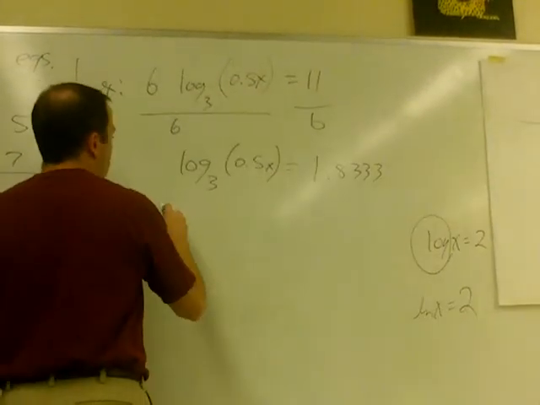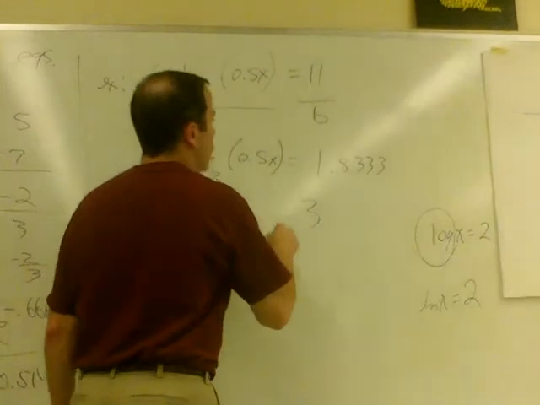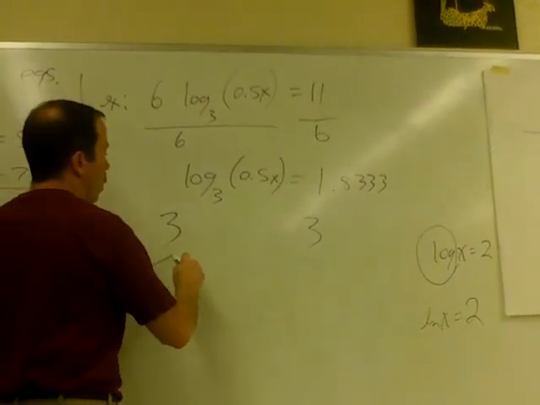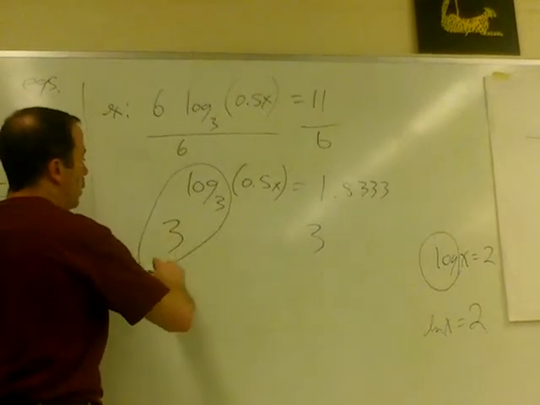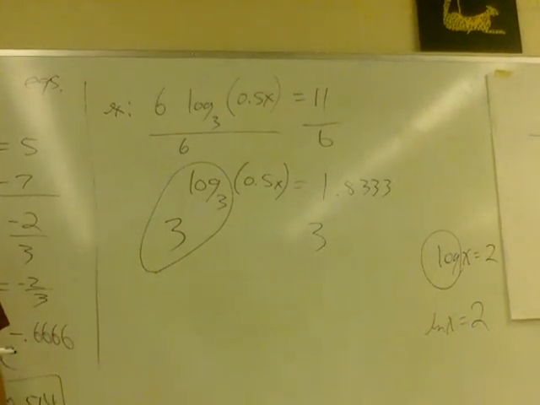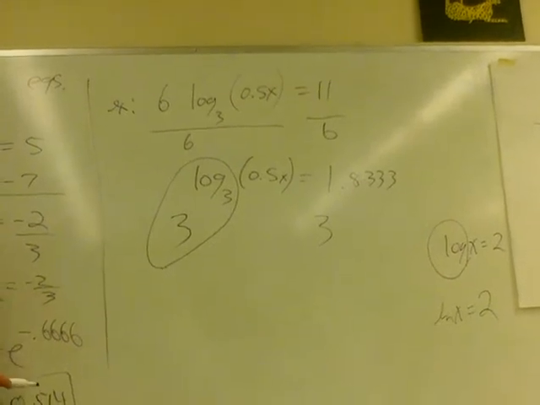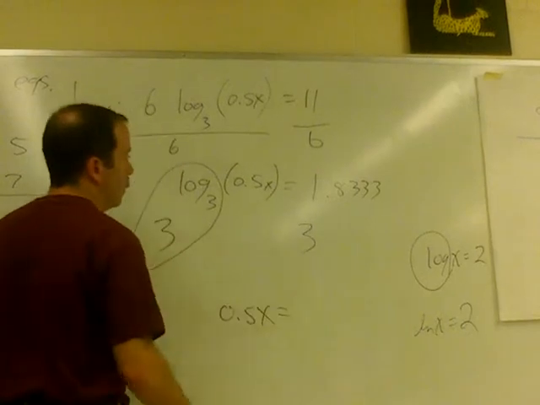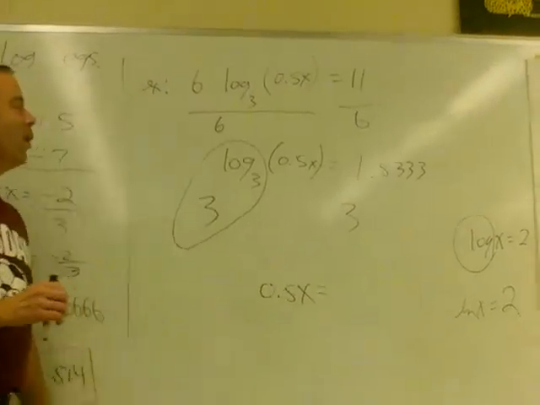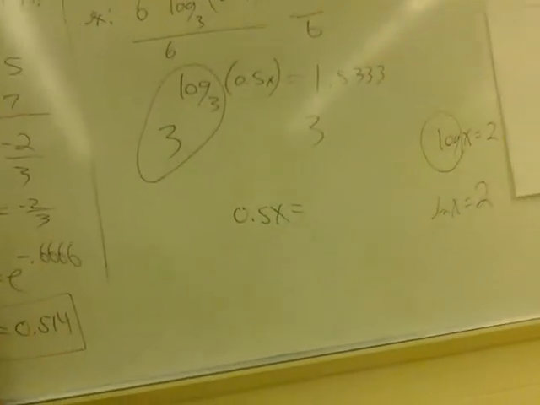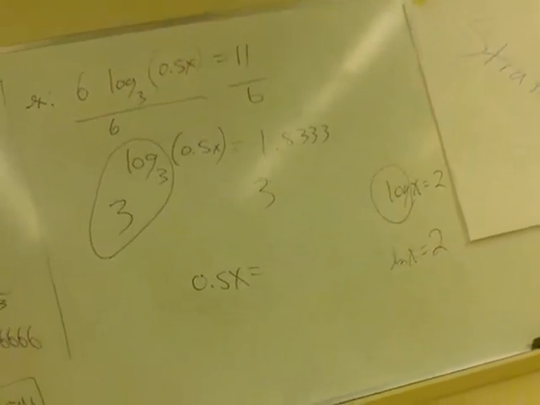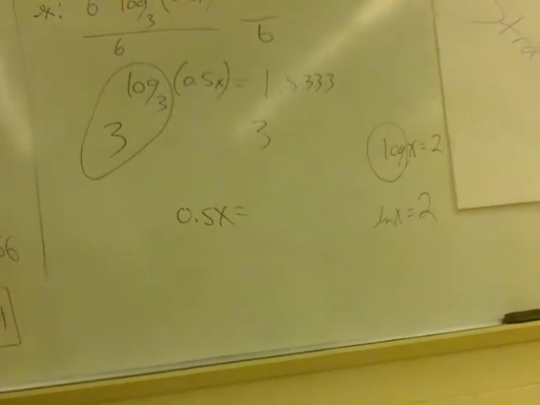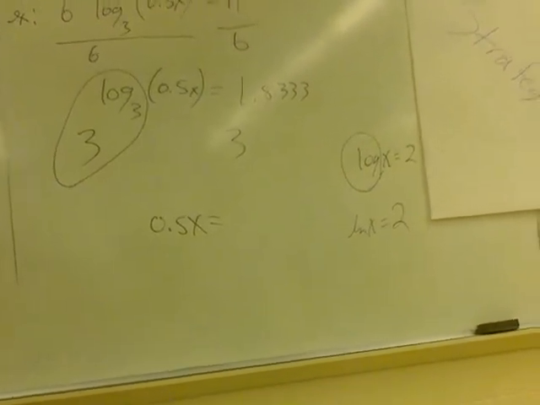So with that reasoning, we're going to do 3 to the 1.8333. It'd be 3 to the log base 3 of 0.5x, and they cancel out. So 0.5x equals 3 to the 1.83333, which should be something close to 8-ish. 7.857.